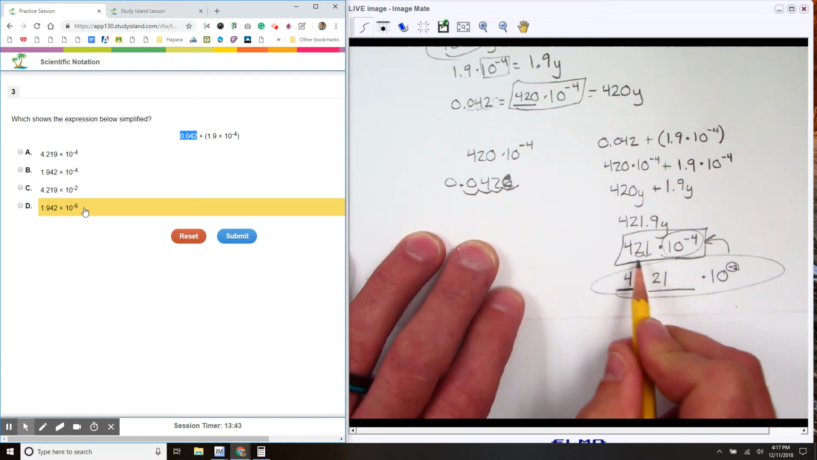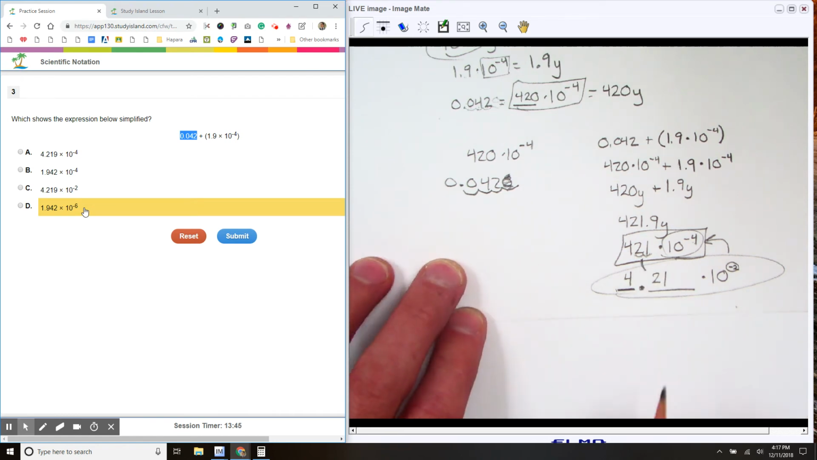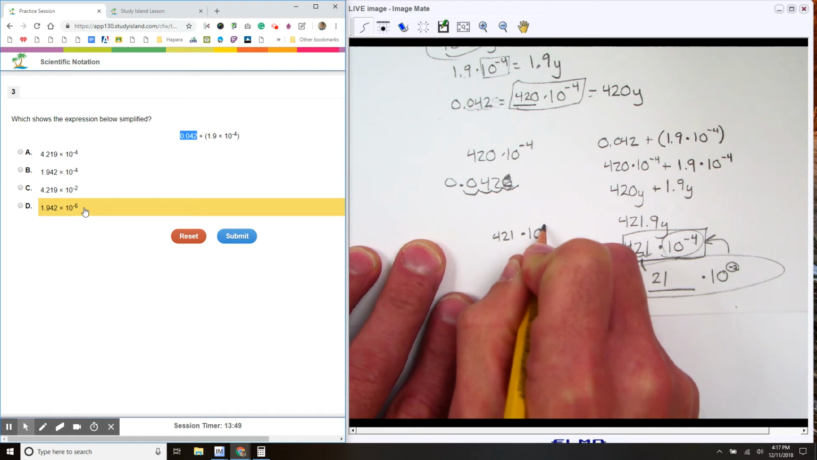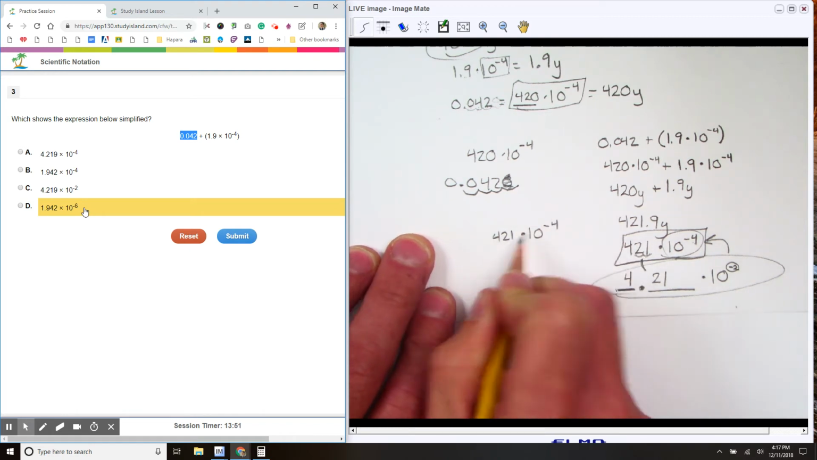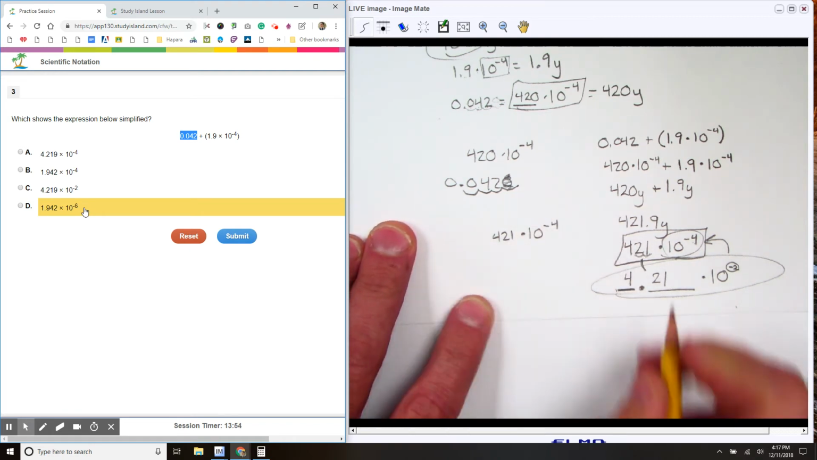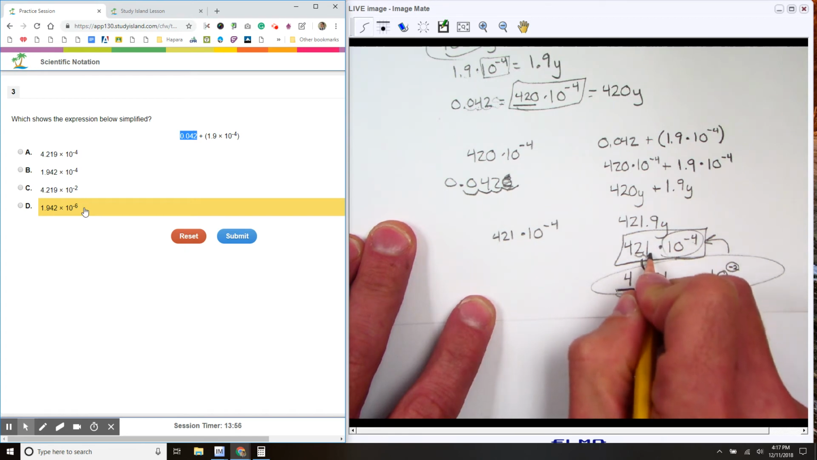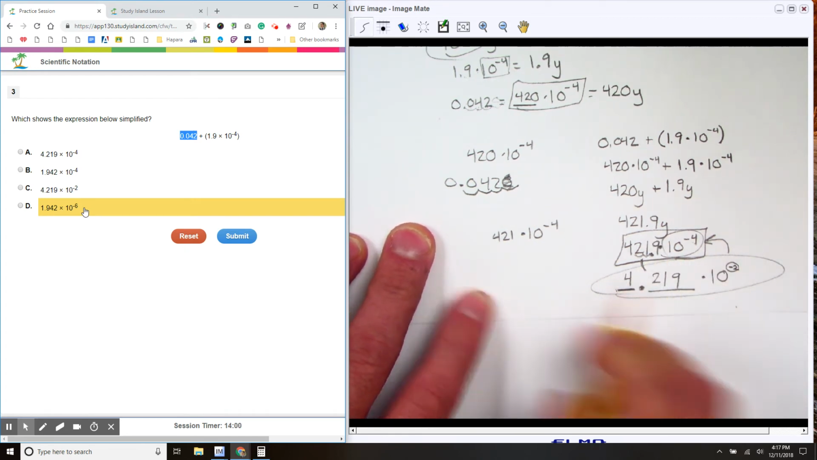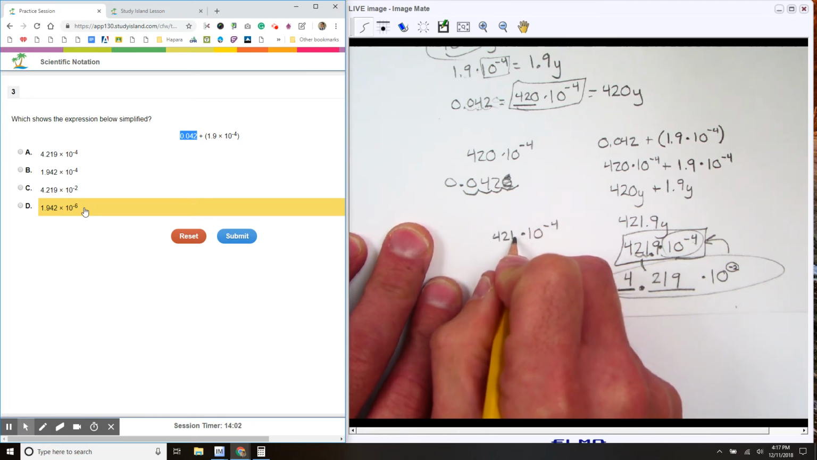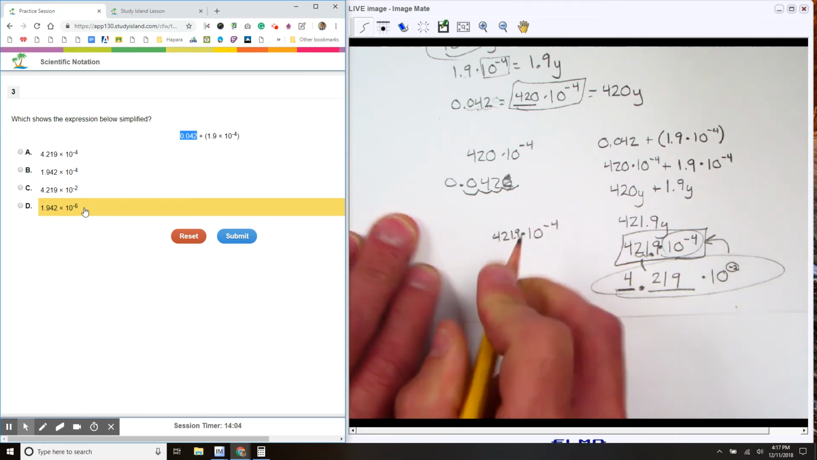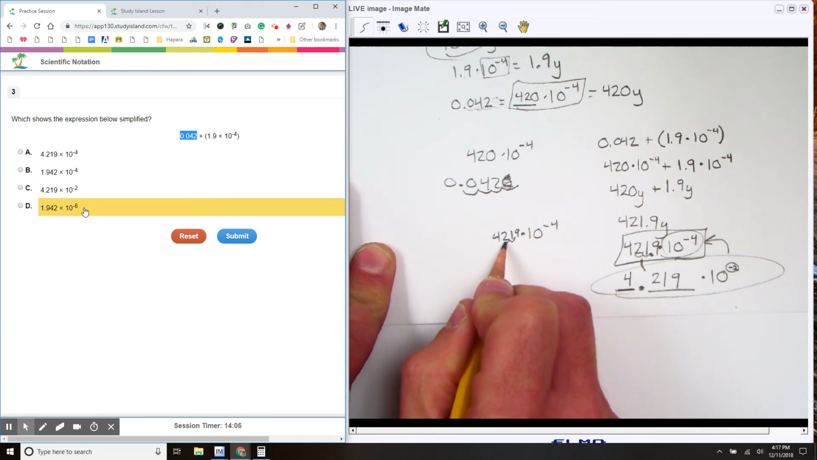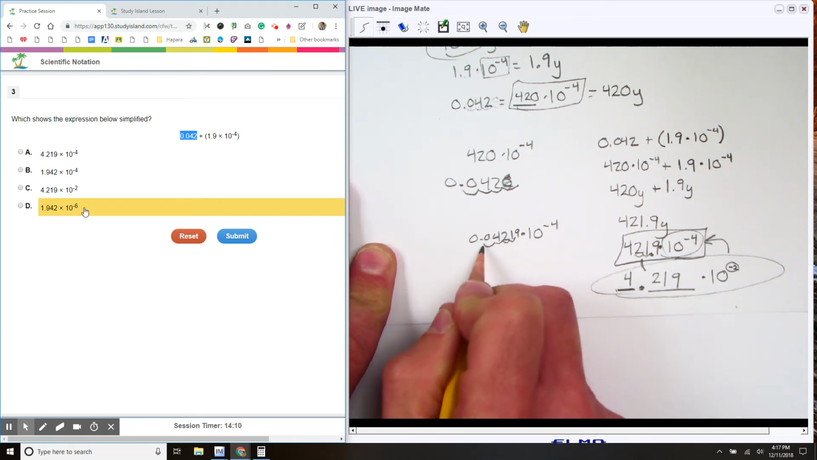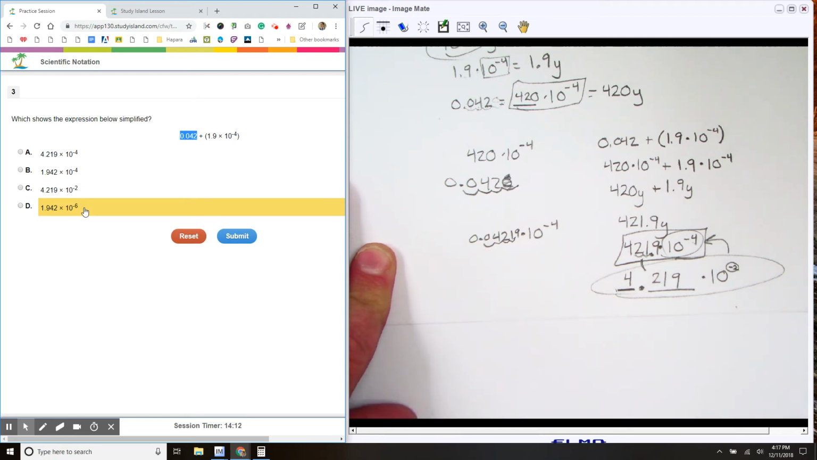And again, let's go ahead and work these two problems and see if they actually come out to be the same thing. 421 times 10 to the negative fourth power. Oh, and I'm sorry, it's actually supposed to be 421.9, right? Forgot about that. So there's a 9 right there. 421.9 times 10 to the negative fourth power. Move it 4 spaces, 1, 2, 3, 4. I get 0.04219 times 10 to the negative fourth.